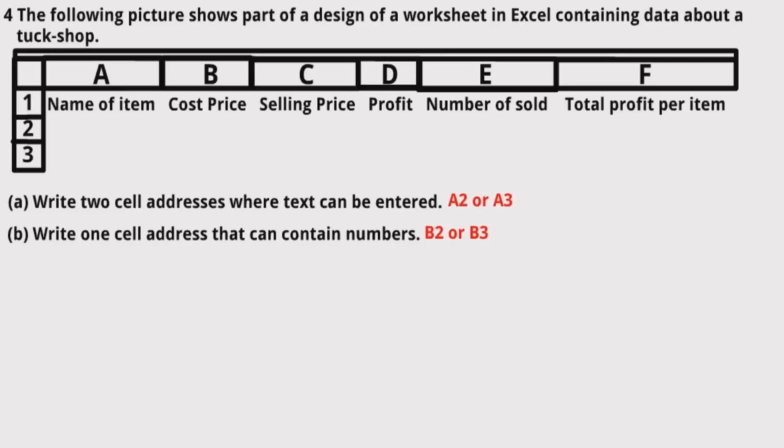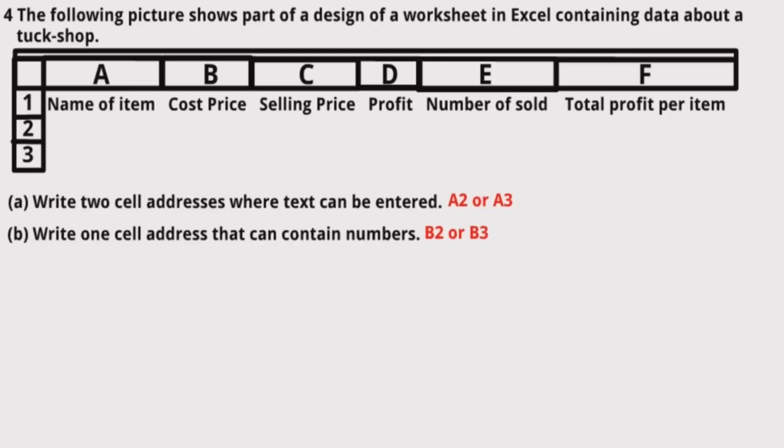Sorry, the question is saying write one cell address that can contain numbers. So you can just say B2, one cell, that is B2. They just want one, so I'll say B2.